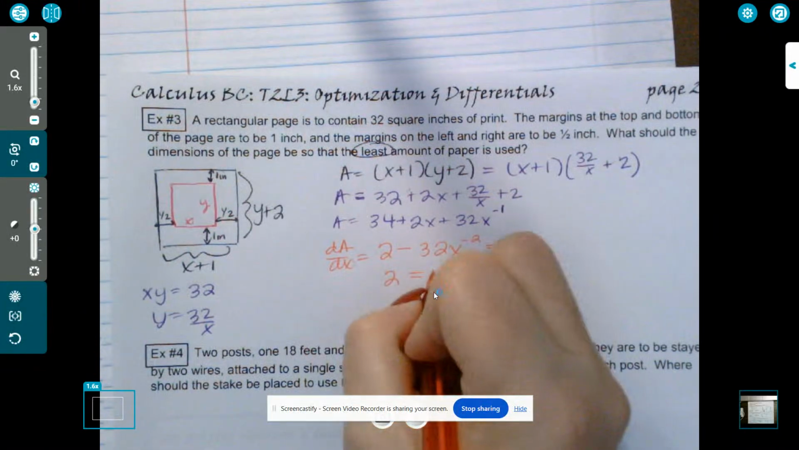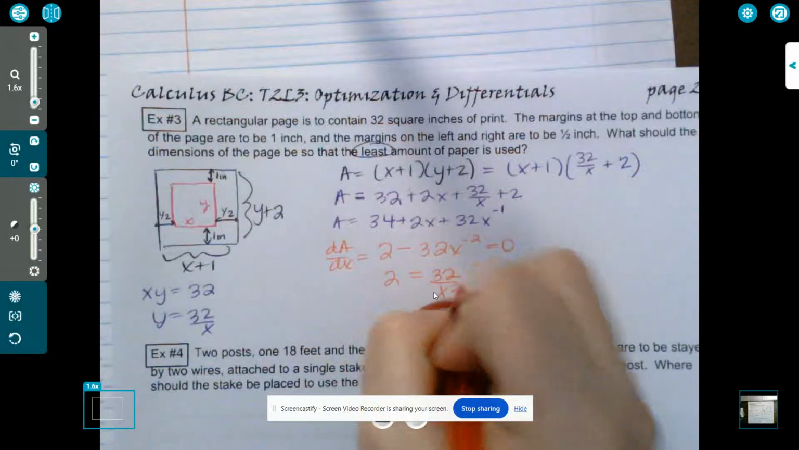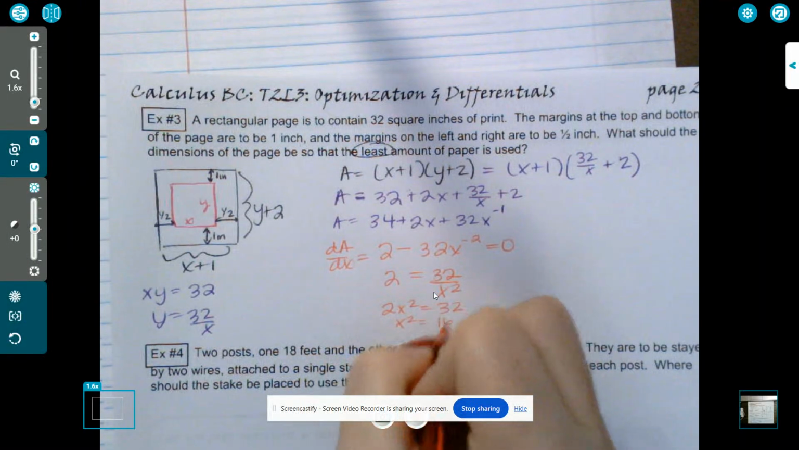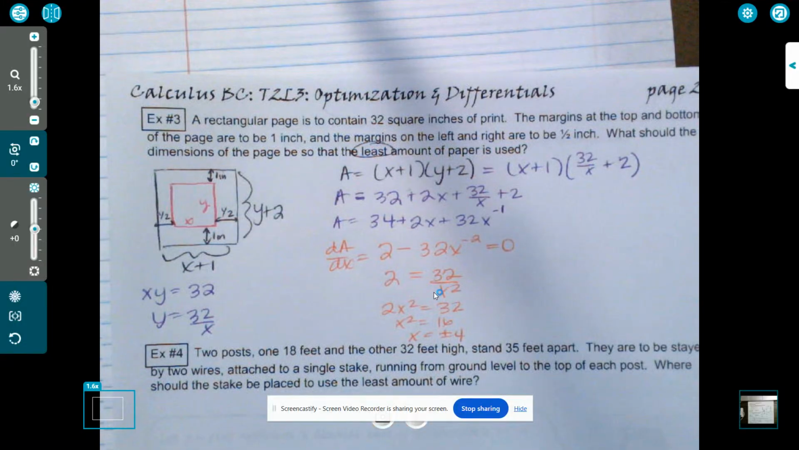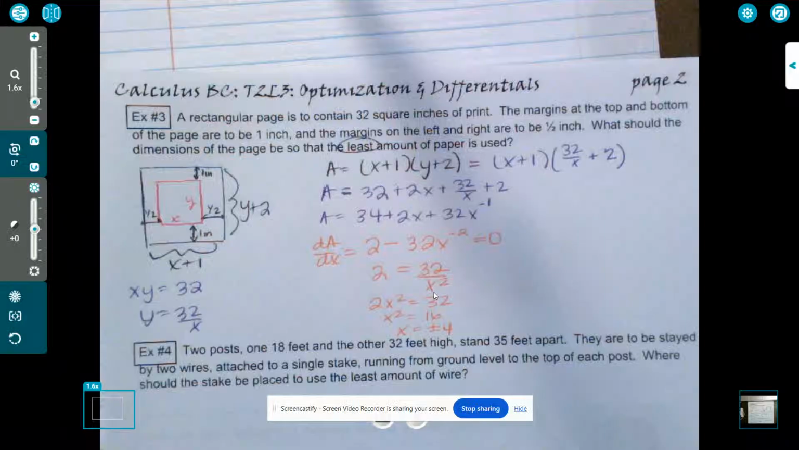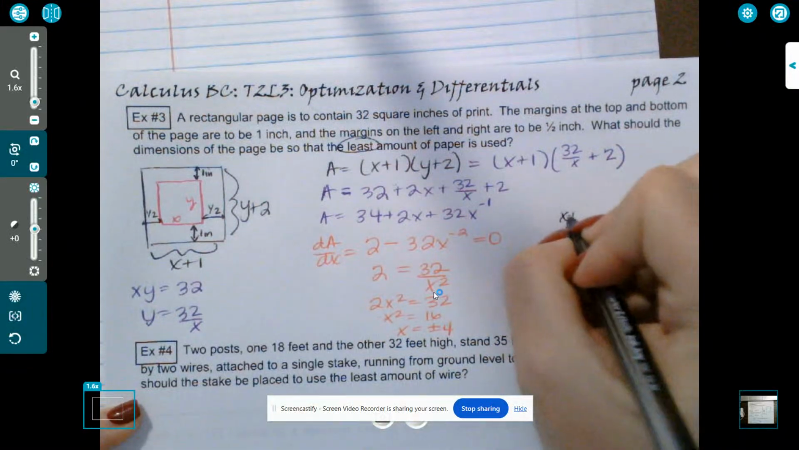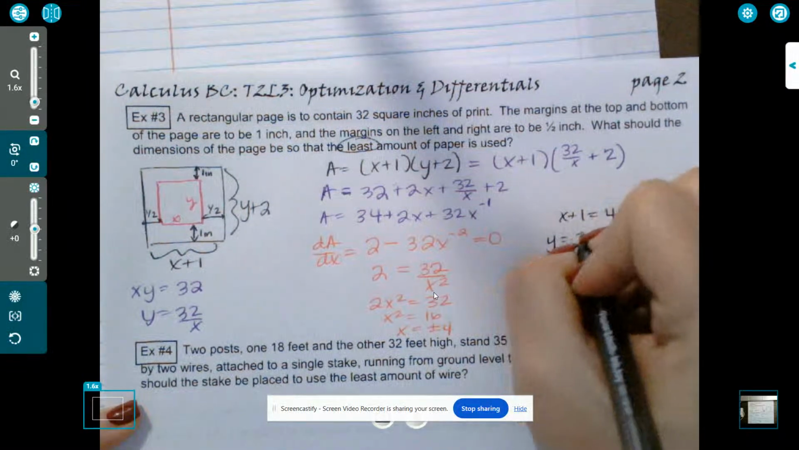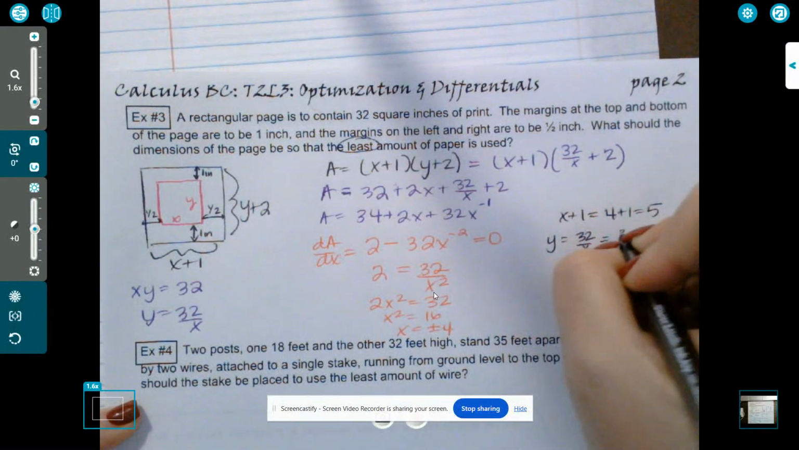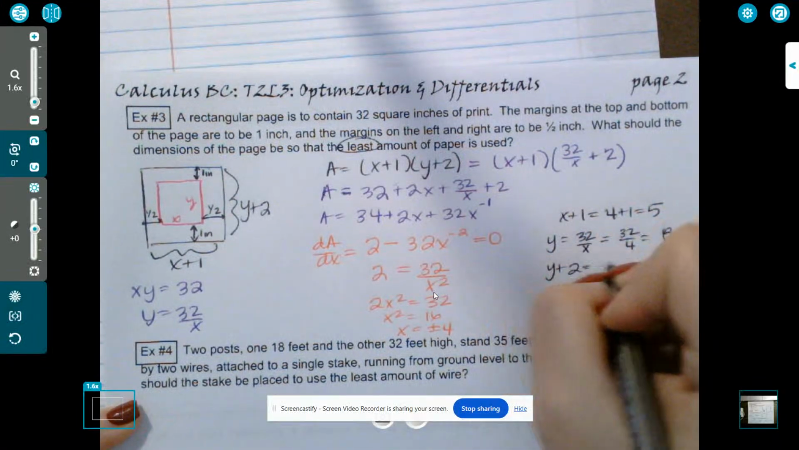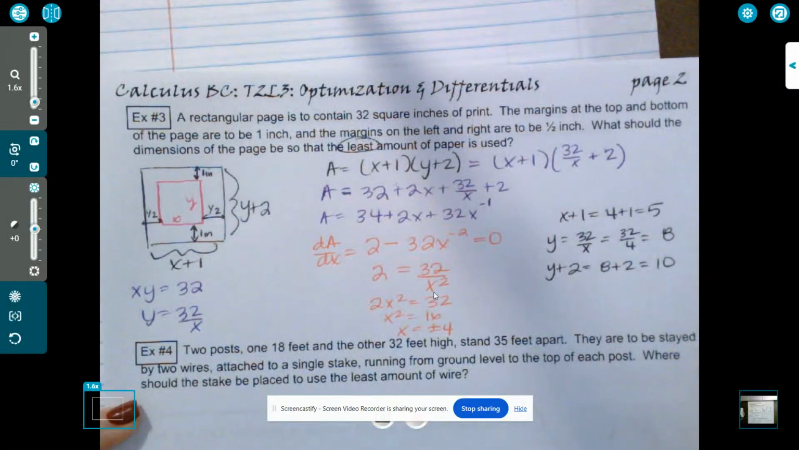So where does 2 equal 32 over X squared? Cross multiply: 2X squared equals 32. Therefore X squared is 16 and X is plus or minus 4. We're dealing with a length, so we throw out the negative and only deal with it being 4. Now that I know what X is, plug that in. X plus 1 equals 4 plus 1, which is 5. Remember, Y equals 32 over X, which is 32 over 4, which is 8. So Y plus 2 equals 8 plus 2, which is 10.